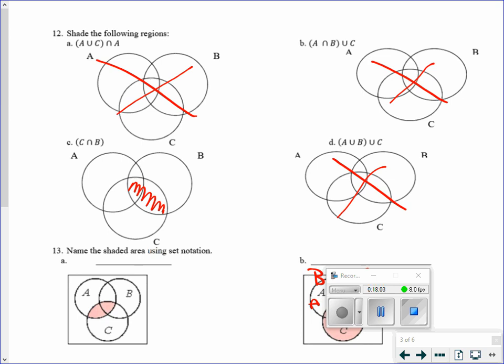Name the shaded area using set notation. Okay, so this is set notation. We're usually using this for and, and this for or. Okay, so see if you can do this one. All right, I have A and C. That's the region, just similar to what I just did above, but a different region. All right, so let's see if you can do this one.